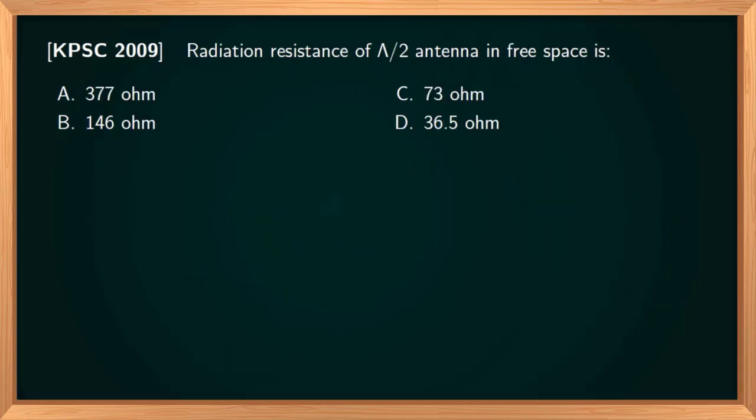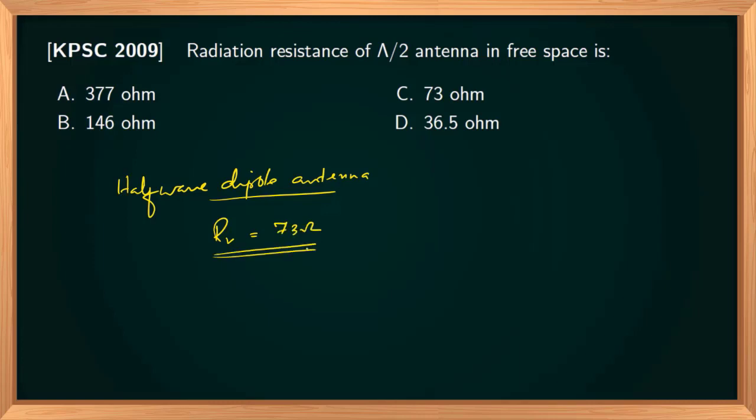Radiation resistance of lambda by 2 antenna. Lambda by 2 antenna means half wave dipole antenna. Radiation resistance for half wave dipole antenna is 73 ohms. Correct option is option C.